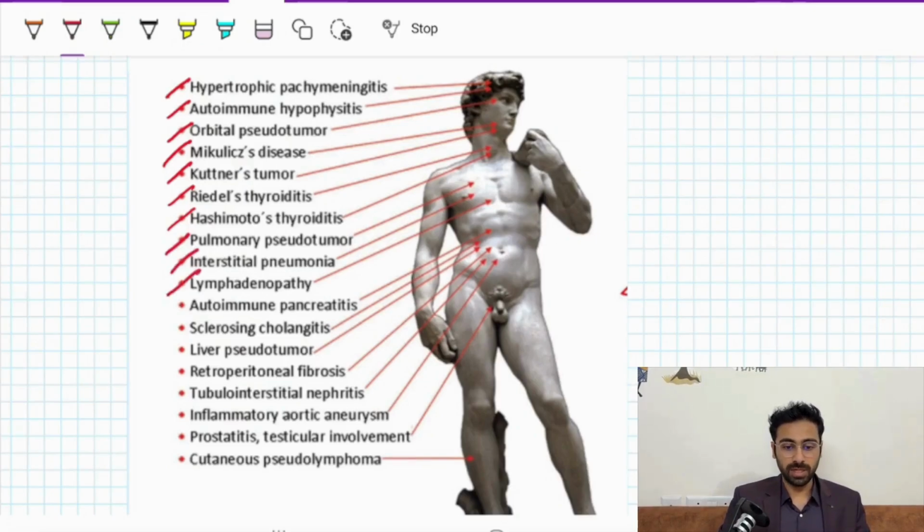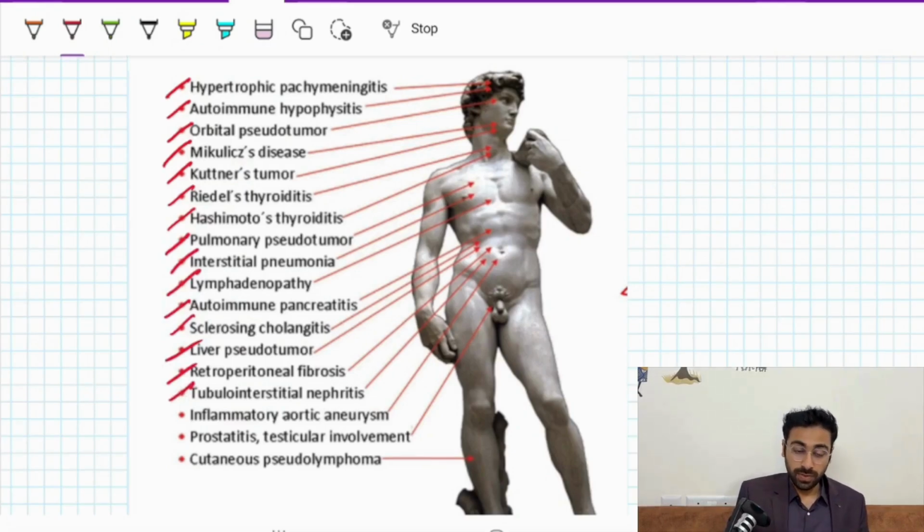Next, coming to the abdomen. This is the most common manifestation of IgG4 related disease and it presents with autoimmune pancreatitis. The next most common is sclerosing cholangitis. Other manifestations in the abdomen are lymphadenopathy, autoimmune sclerosing mesenteritis, retroperitoneal fibrosis. It can also present as liver pseudotumor, and in the renal system, it presents as tubulointerstitial nephritis. However, there are more presentations. We shall go in depth when we study the renal system.